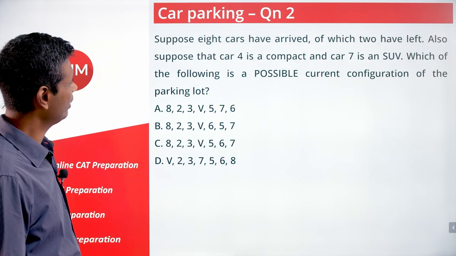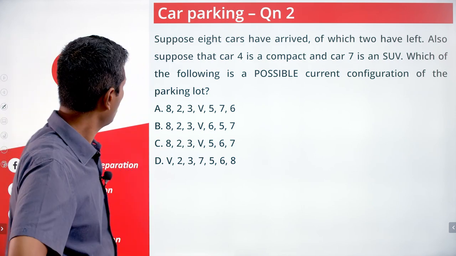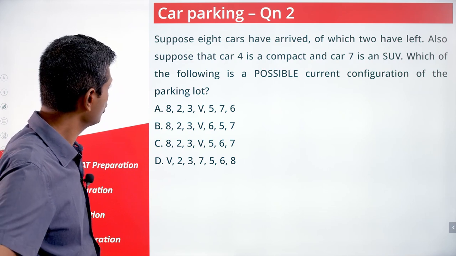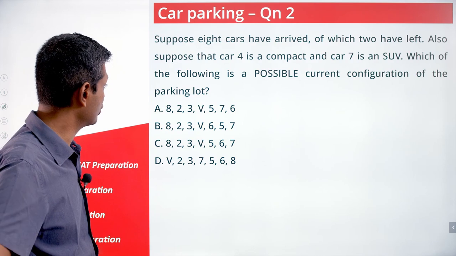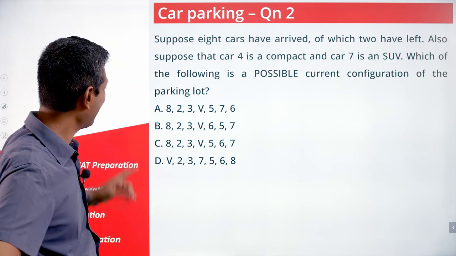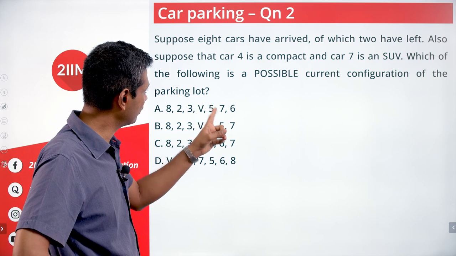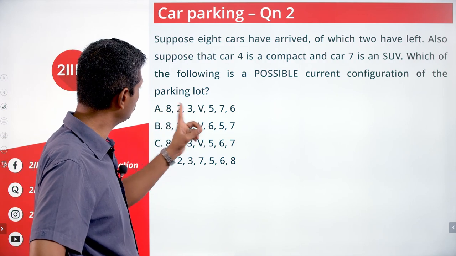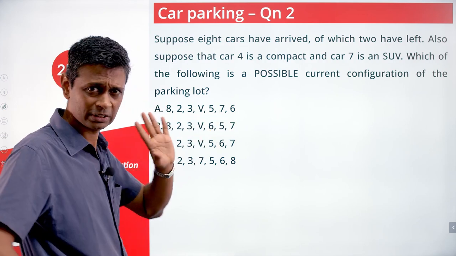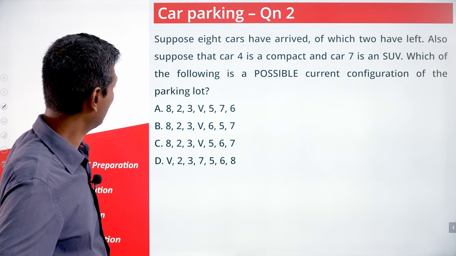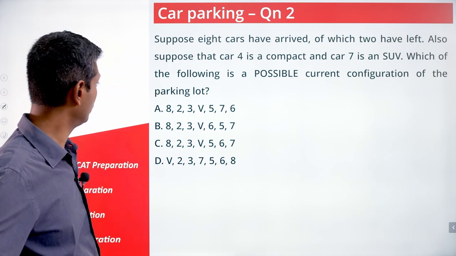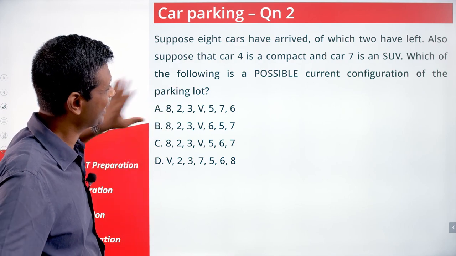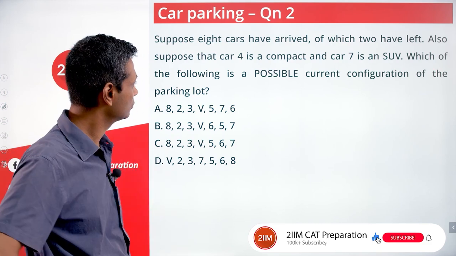Suppose the 8 cars have arrived, of which 2 have left. Also, suppose that car 4 is a compact car and car 7 is an SUV. Which of the following is a possible current configuration of the parking lot? Lovely. Let's look at this. 8, 2, 3, 5, 7, 6. 7 is an SUV. So I can imagine it being 1, 2, 3, 4, 5, 6, 7. Right? And then 4 is a compact car. 7 is an SUV. So I can imagine 1 leaving and being replaced by 8 right at the end. Compact or SUV, it doesn't matter.